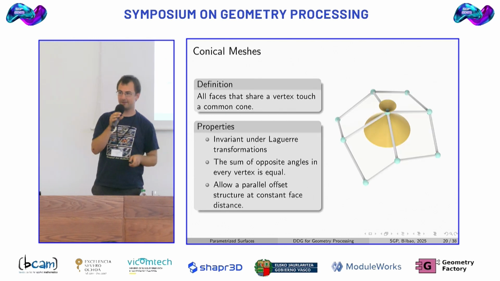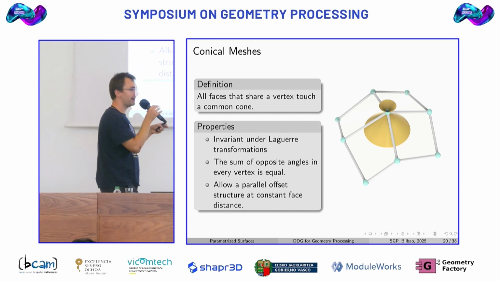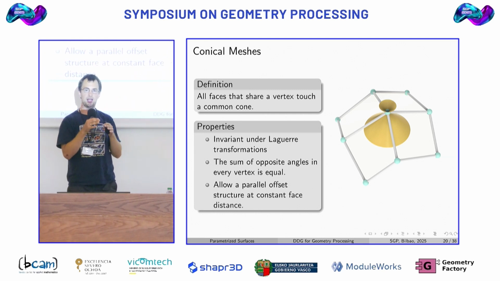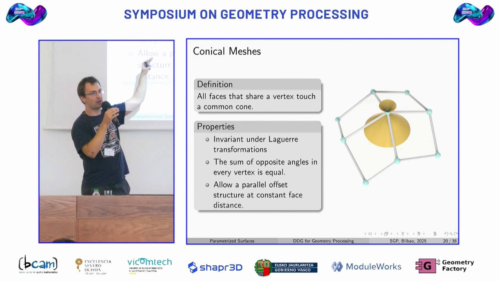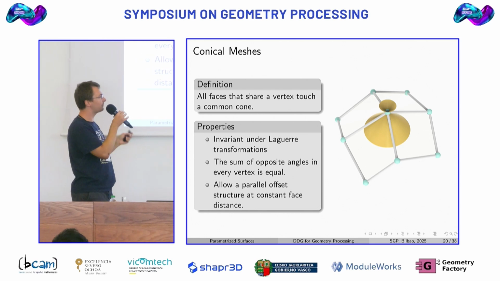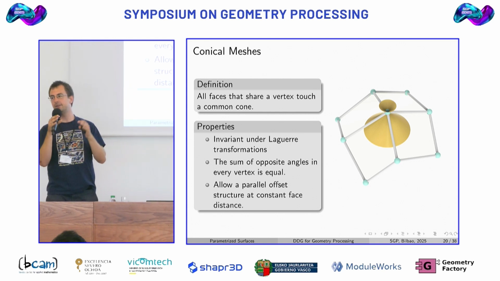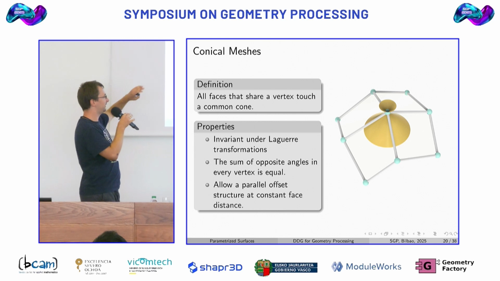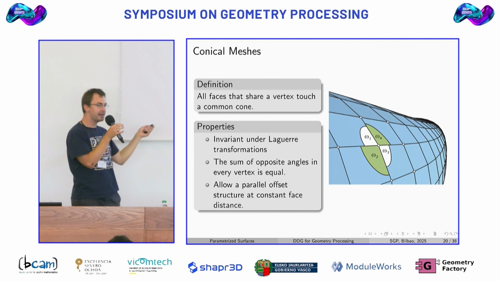Conical meshes have a very similar flavor. They are defined by the fact that in every vertex star, the four faces touch a common cone. Or you could also say the normals of the four faces lie on a circle. And these meshes are invariant under Laguerre transformations, if you apply the Laguerre transformations to the planes containing the quad faces.